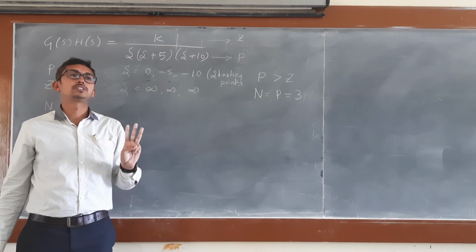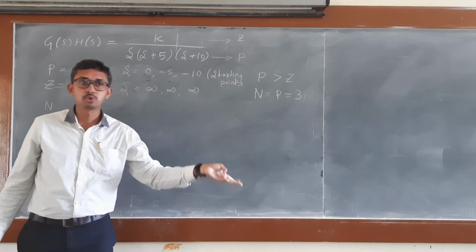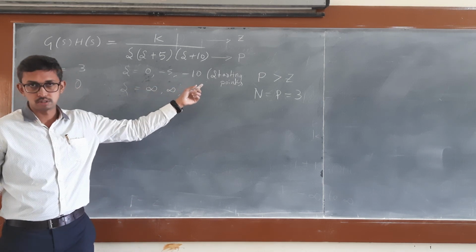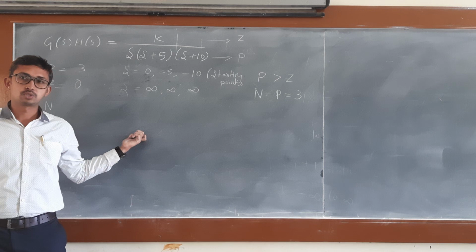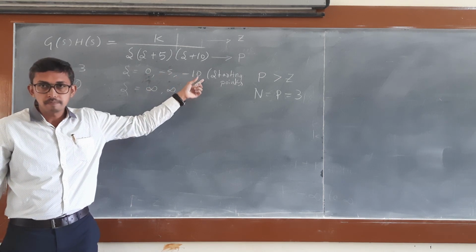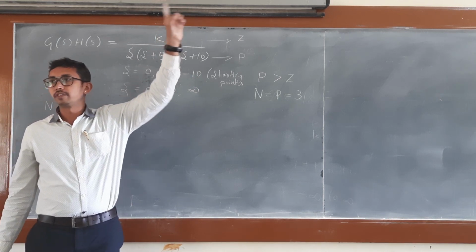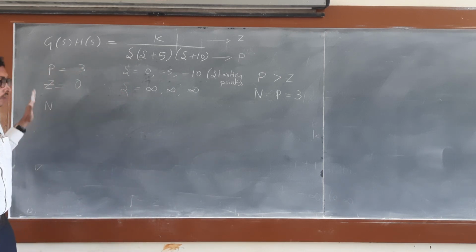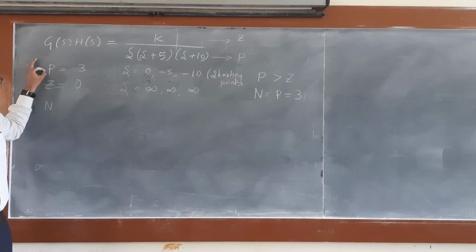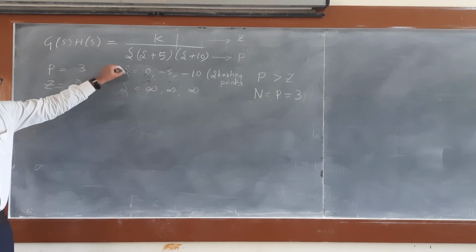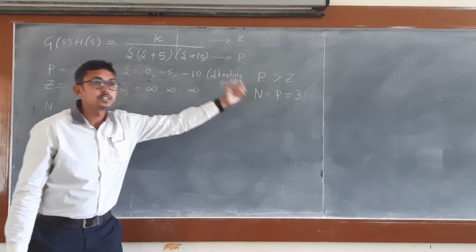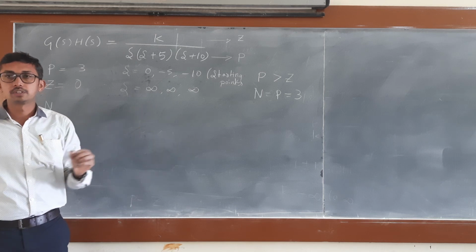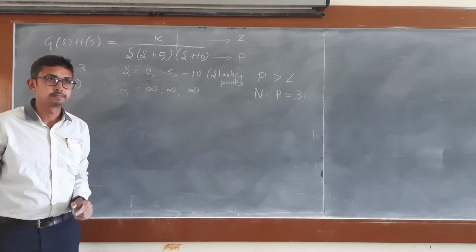So always the branches are going to start from the poles and end at the zeros. But in this case we have 3 poles, but we don't have zeros. So therefore the branches are going to start from here and end at infinity. Okay, so this is step number 1. We need to identify number of poles, number of zeros, number of branches, starting points of the branches and ending points of the branches.